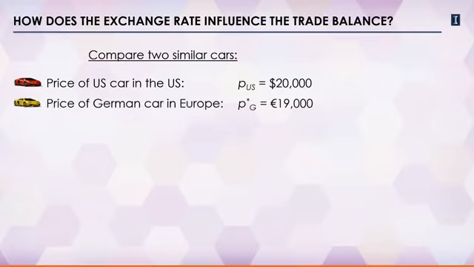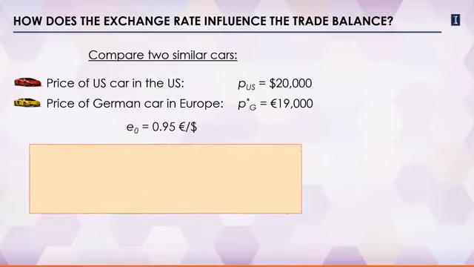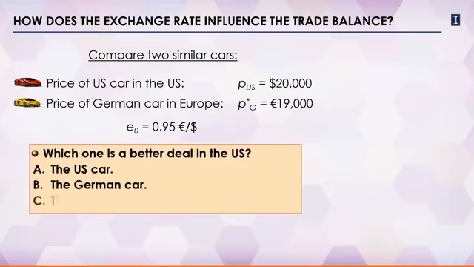Prices of German goods are in euros because that's how they price them and how the cost is determined. The workers, suppliers, etc., all have to be paid in euros, so the price is in euros. Let's say there's an exchange rate of 0.95 euros per dollar. So if you're looking at these two cars, try to figure out the answer to this question. Which one is a better deal in the United States? The US car, the German car, or the two deals are equivalent, given that the two cars are very similar?